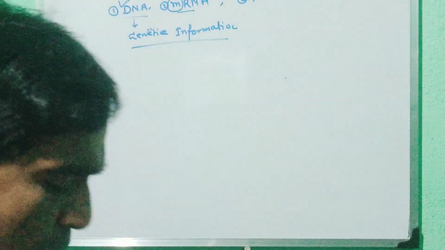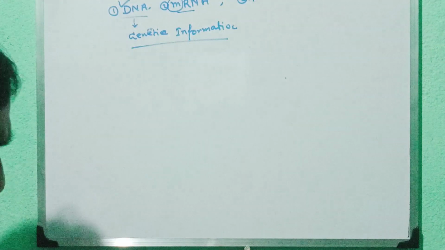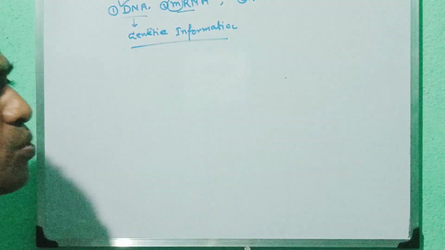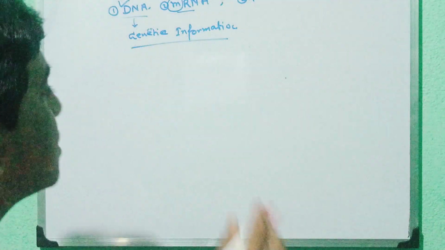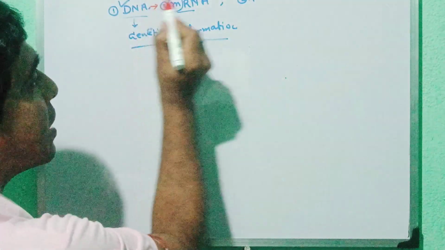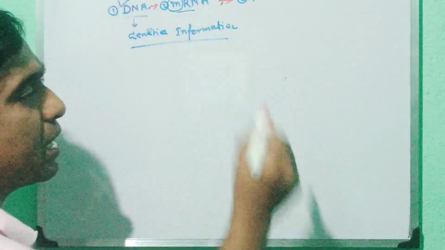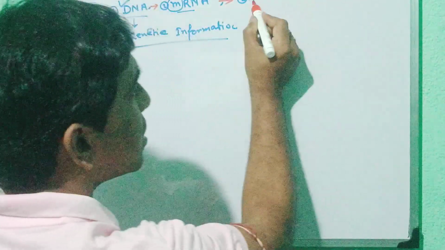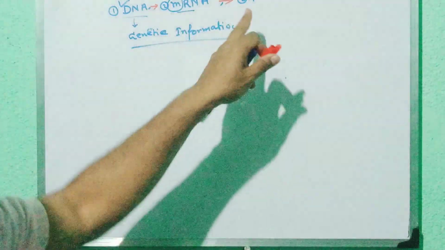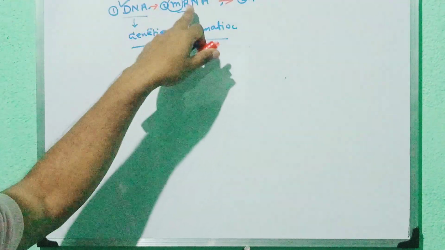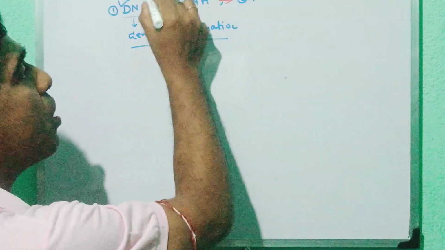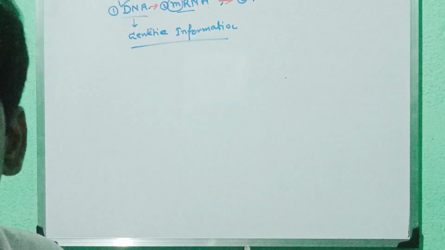Who coined the term? This is the pathway. Watson and Crick, the scientists, in 1958 encountered this path. That means DNA to mRNA, mRNA to protein. This is the DNA to mRNA and to protein. This pathway is called the central dogma. Okay, this is the pathway.